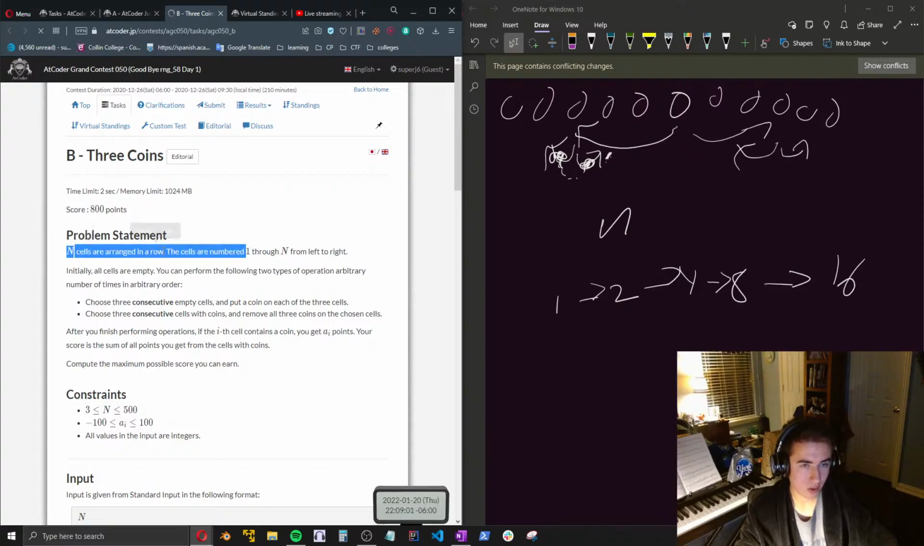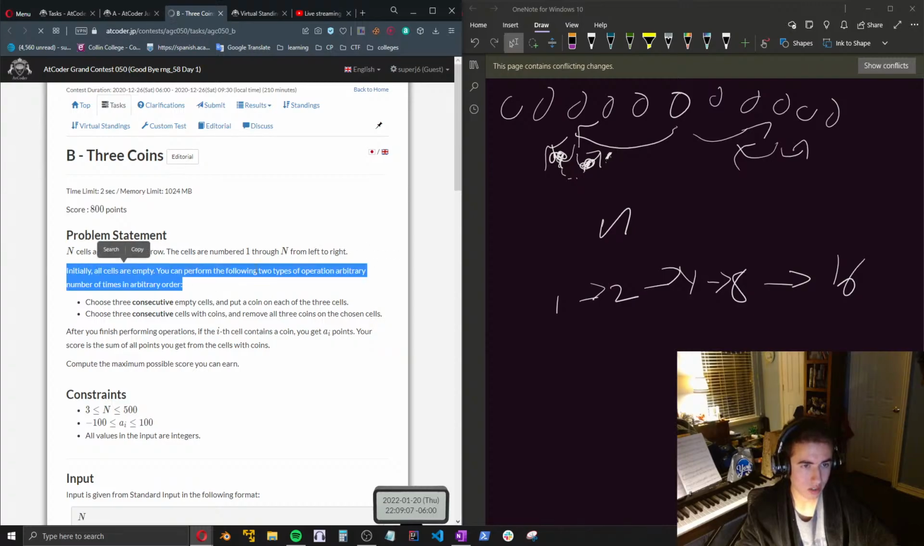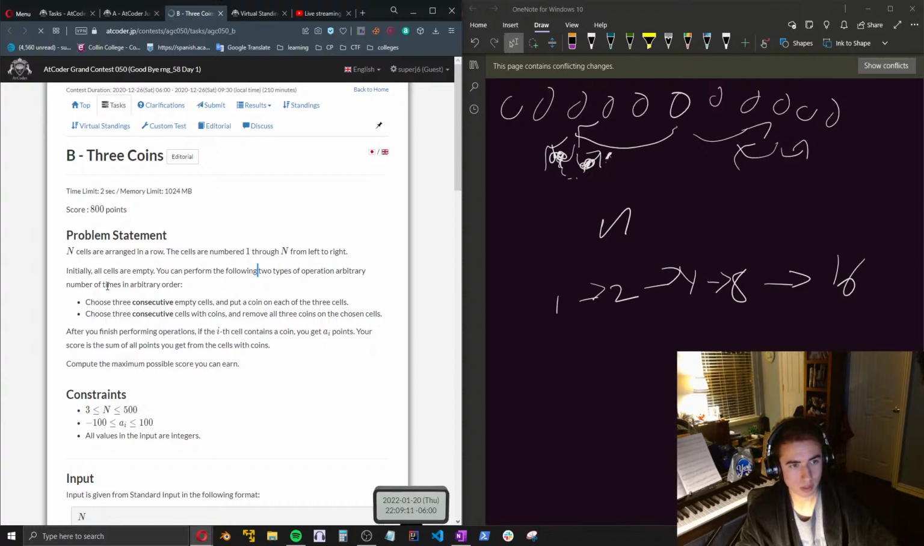Cells arranged in a row. Cells are numbered from 1 to n, left to right. Initially all cells are empty. You can perform: choose 3 consecutive cells, put a coin on each of the 3 cells. I see.